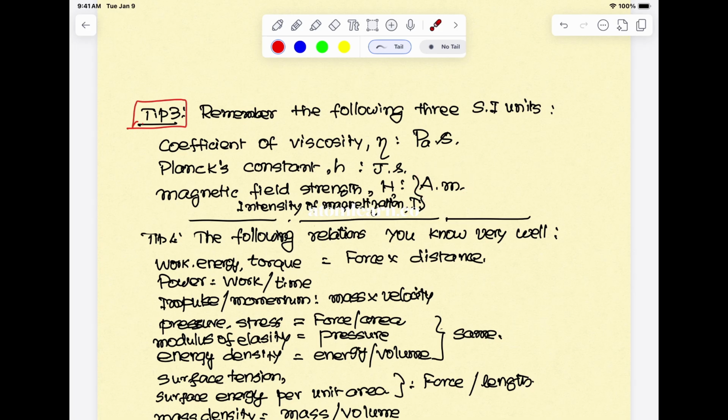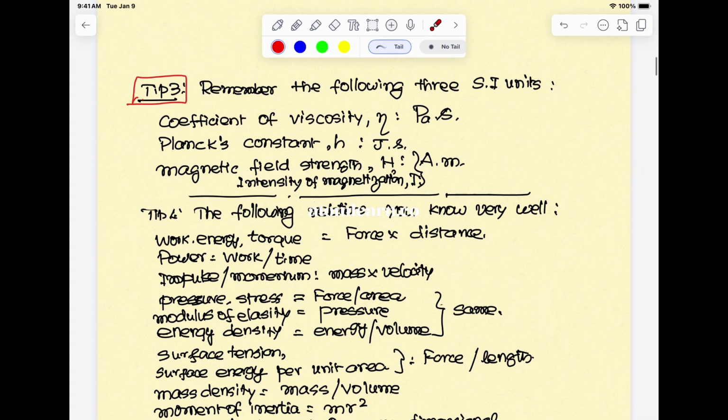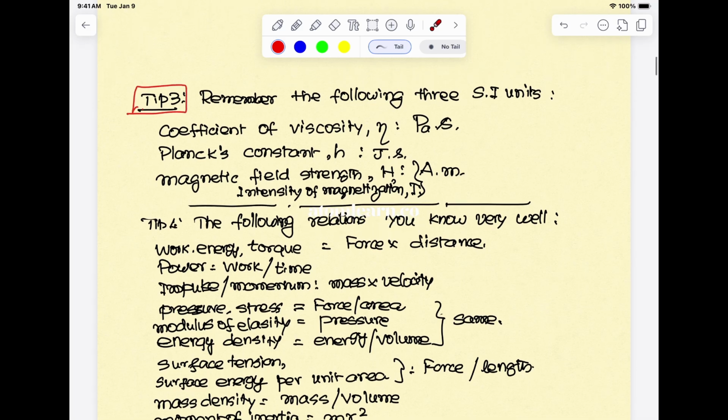In fact, magnetic field strength H as well as magnetization, intensity of magnetization I, are both almost the same, as you know from your theory. Both have the same SI unit, ampere per meter. Remember only these SI units. It will then be easy for you to write down the dimensional formula whenever it is required. That is tip number 3.